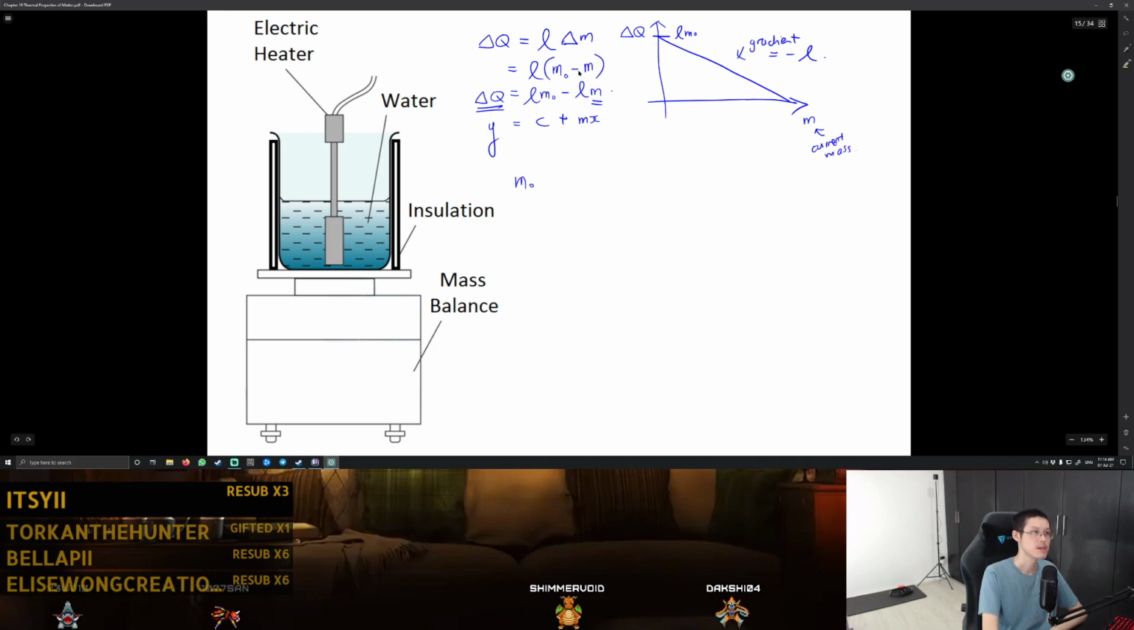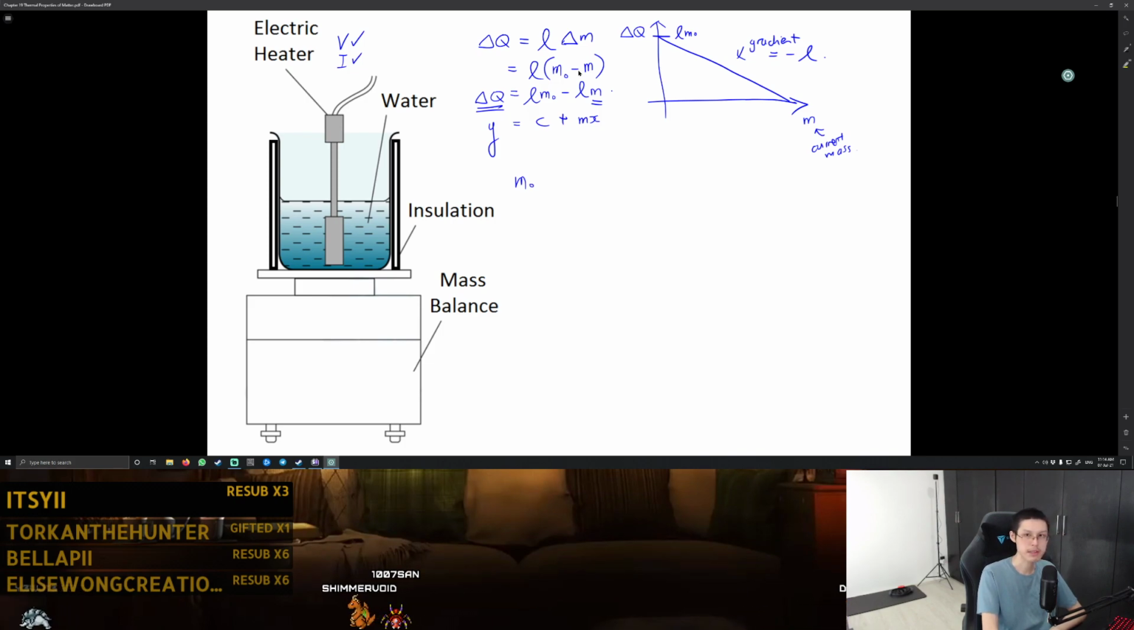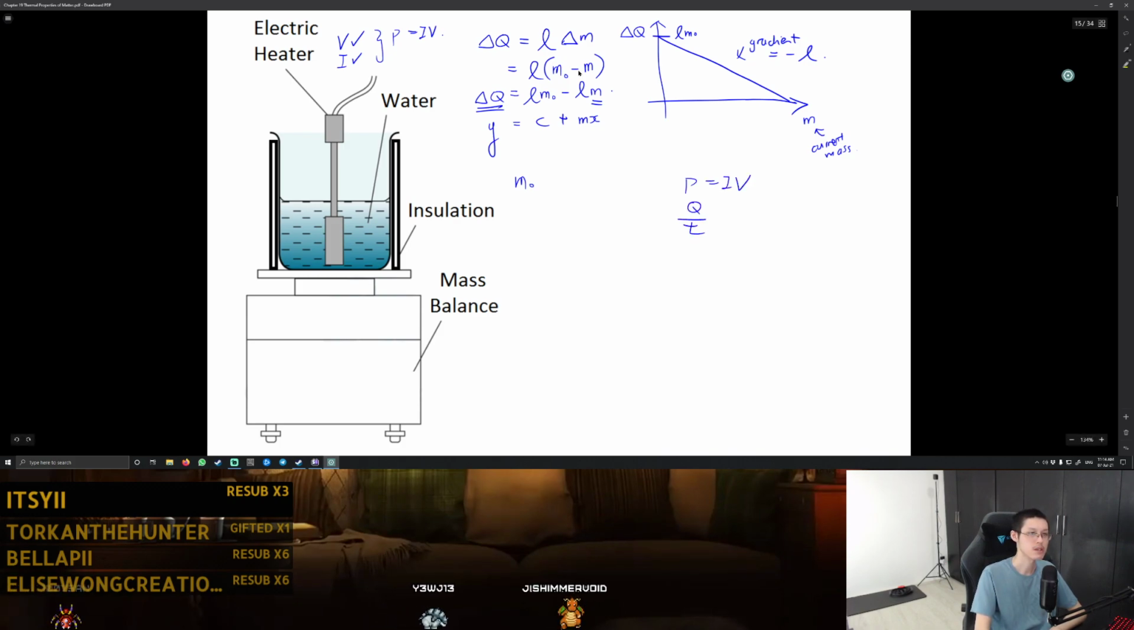Once you're done, you can put in the electric heater, which is connected to a circuit where you know the voltage and the current, because you have the ammeter and voltmeter and a variable resistor in the form of a rheostat to make sure these stay constant so that your power stays constant. Then P equals IV, and P is Q over T, so Q equals IV times T. That's going to be your delta Q. So just put that in here.